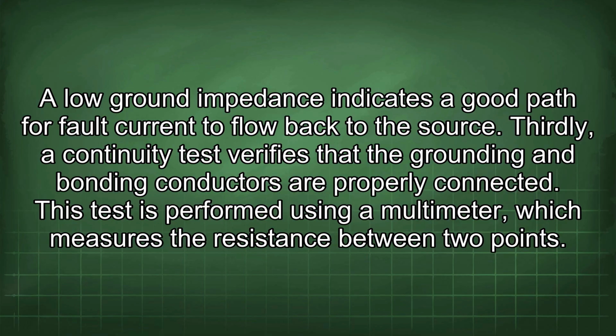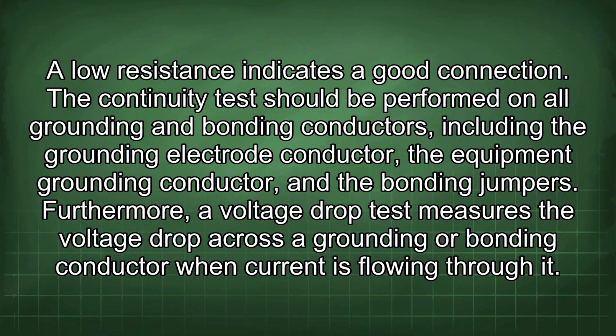Thirdly, a continuity test verifies that the grounding and bonding conductors are properly connected. This test is performed using a multimeter, which measures the resistance between 2 points. A low resistance indicates a good connection. The continuity test should be performed on all grounding and bonding conductors, including the grounding electrode conductor, the equipment grounding conductor, and the bonding jumpers.